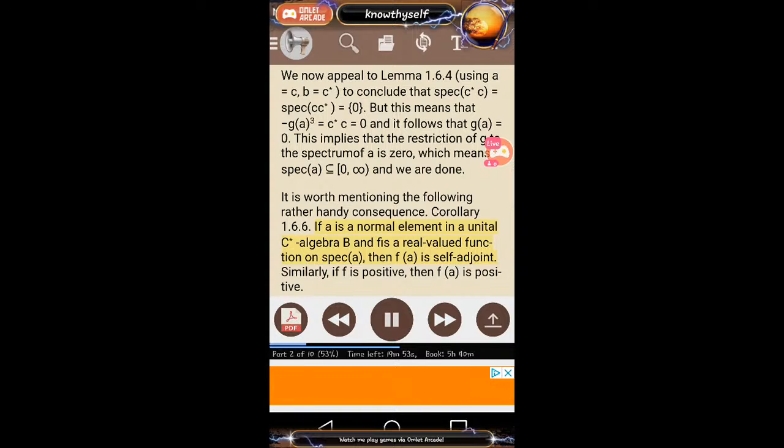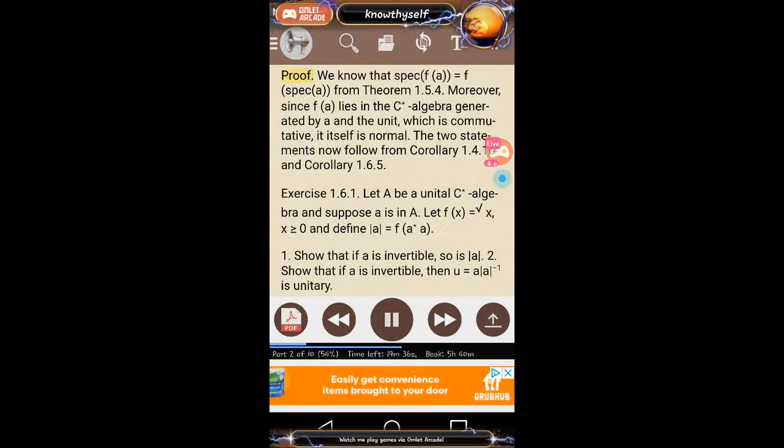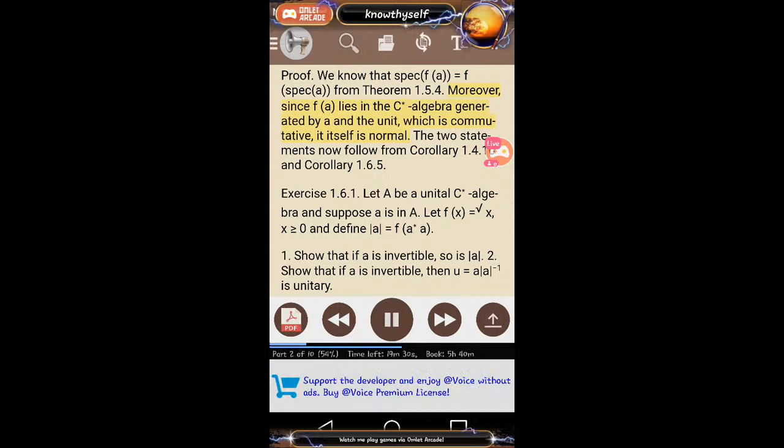If A is a normal element in a unital C*-algebra B and f is a real-valued function on spec(A), then f(A) is self-adjoint. Similarly, if f is positive, then f(A) is positive. Proof. We know that spec f(A) equals f(spec A) from Theorem 1.5.4. Moreover, since f(A) lies in the C*-algebra generated by A and the unit, which is commutative, it itself is normal. The two statements now follow from Corollary 1.4.10 and Corollary 1.6.5.